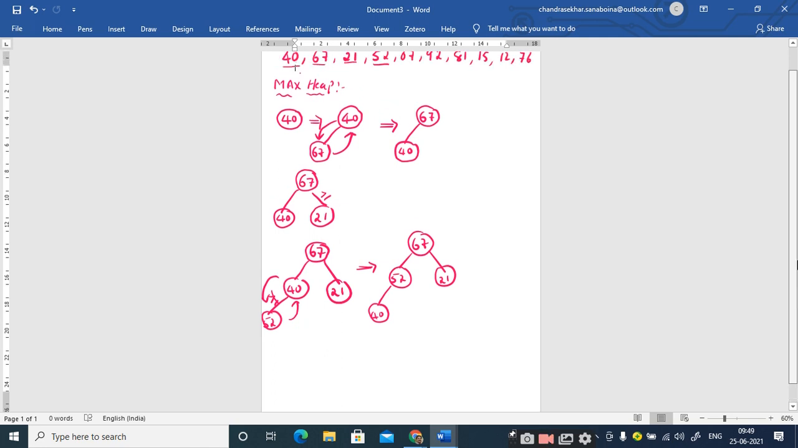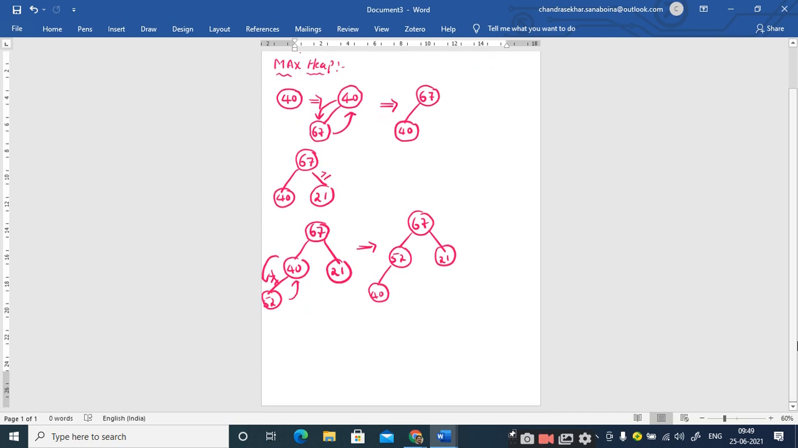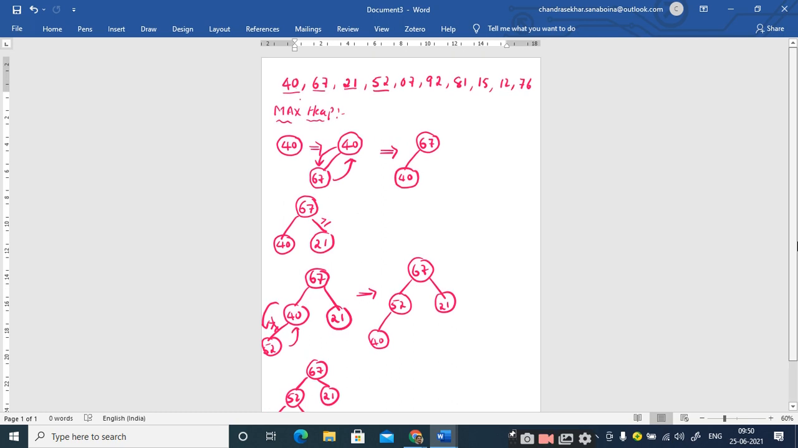What is the next element I want to insert here? It is 7. Right. Where should I place 7? Right child of 52, sir. So it becomes 67, it is 52, and then it is 21, it is 40, and the right child is 7. Now you have to check the heap property. So the newly added element, that is 7, is compared with its parent 52. Since 52 is greater than 7, it is satisfying the heap property. So nothing to do, there is no need for swap operations.